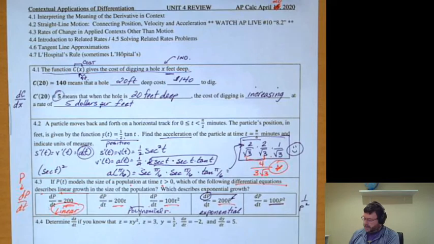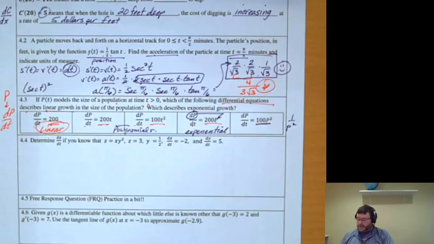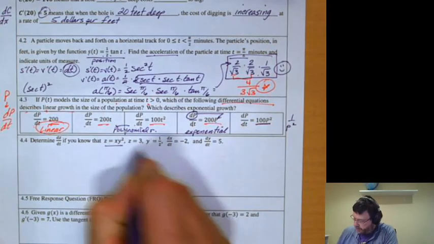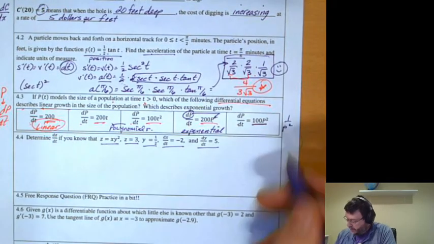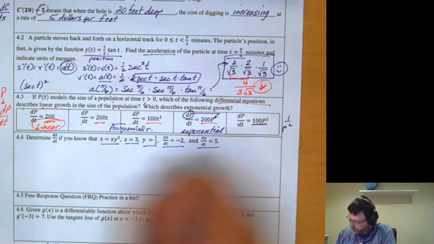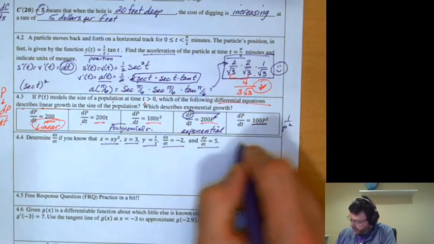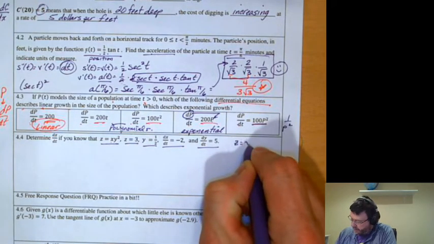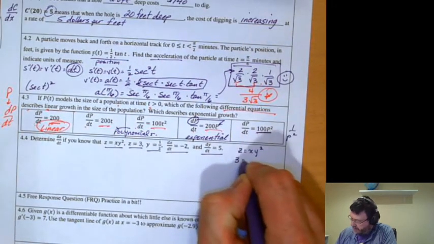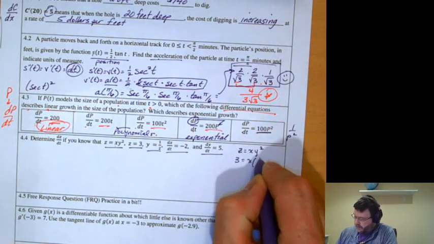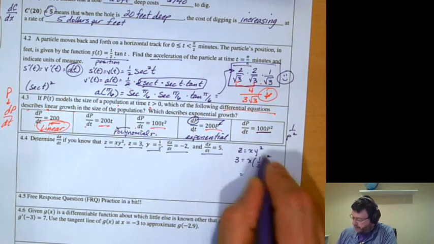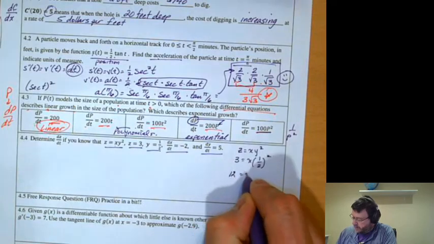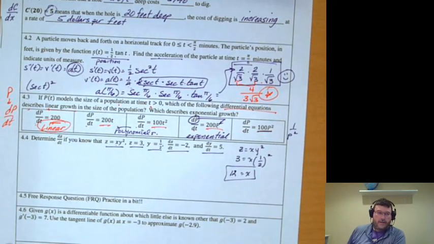All right, I'm at the 9-minute mark. I need to get moving here. So determine dz/dt. Given that this is the equation, the one thing we don't have is x. So if I know that z is equal to xy squared, and I know that z is 3, and y is 1/2, and square it, so that's 1/4, times 4, so x is 12.